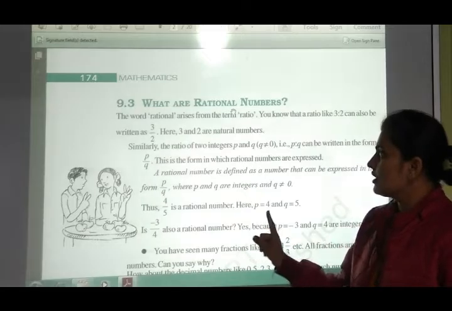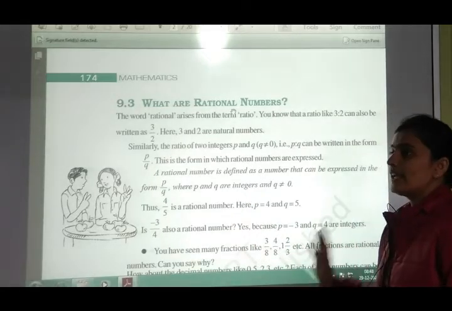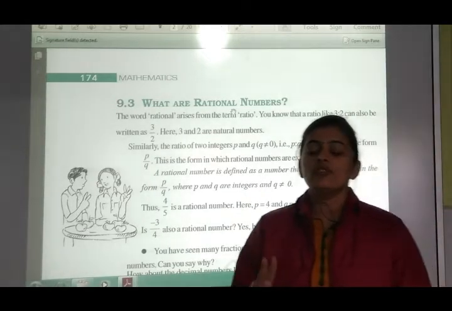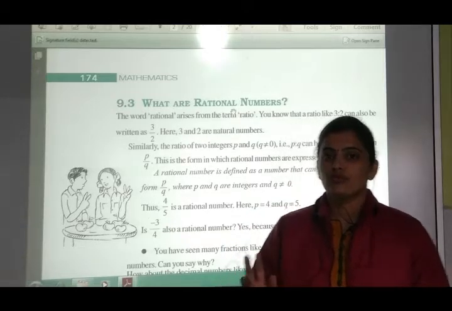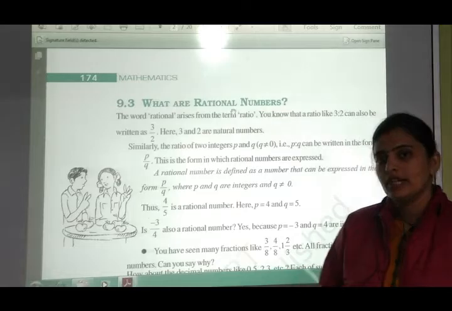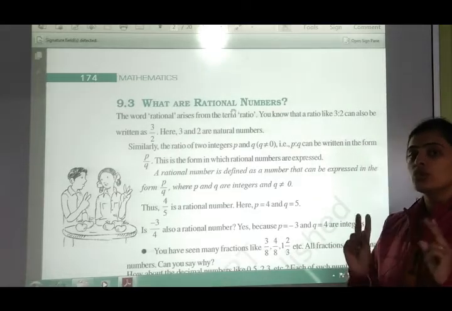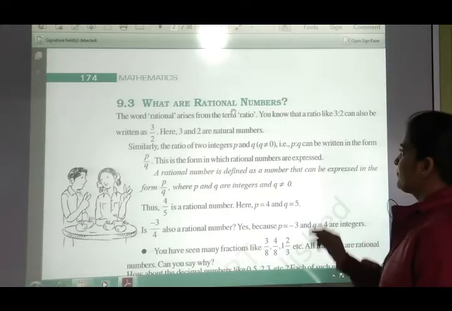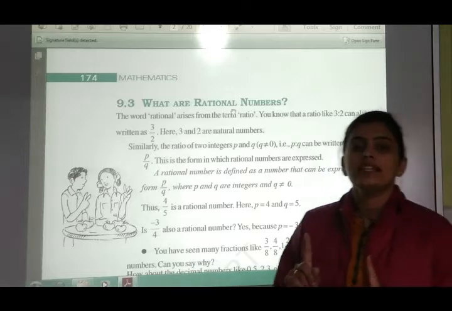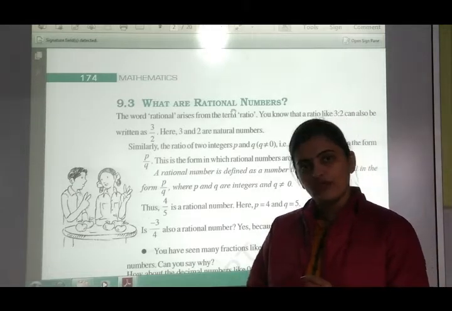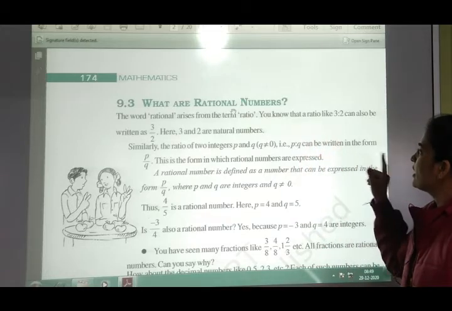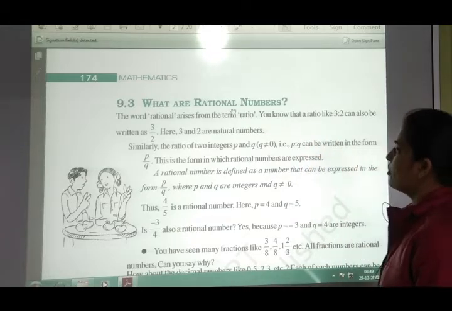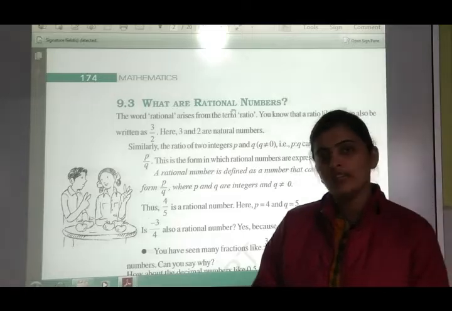The word rational arises from the term ratio. In the earlier chapter we studied the ratio 3:2. What is 3:2? Nothing but a ratio, in which two numbers are there. We have also seen that ratio in the fraction form. You know that a ratio like 3:2 can also be written as 3 by 2.